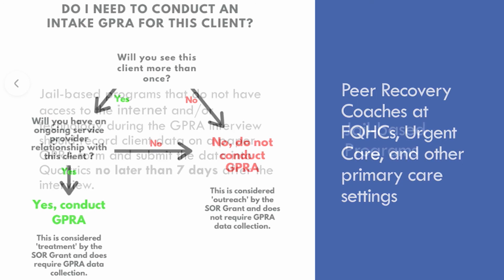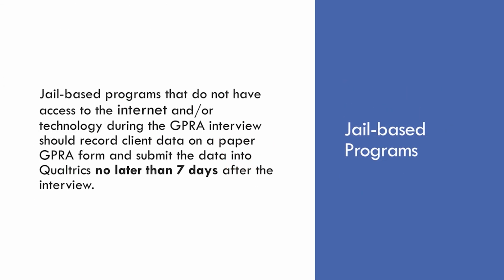Jail-based programs may not have access to the internet or technology during the time that they are conducting an interview. People that are in jails should be recording client data on a paper GPRA form and then entering the form into Qualtrics within a week of the interview. This is also true for mobile care units that might not have access to the internet, or any time that you have limited internet access. This is why we recommend you have a paper GPRA tool as a backup and then find a way to enter it into Qualtrics within a week of the interview.